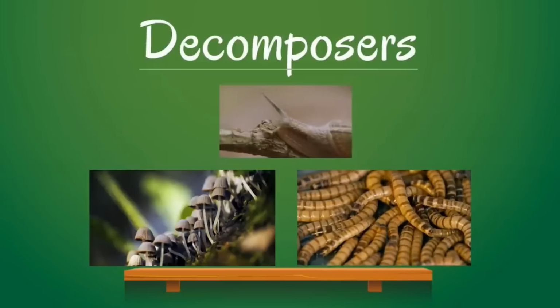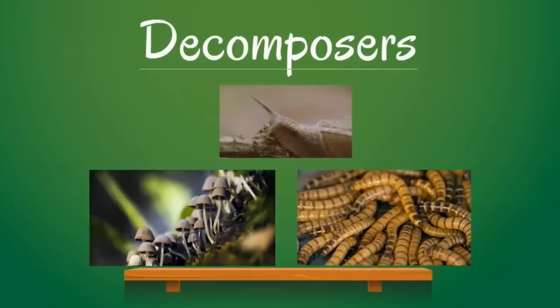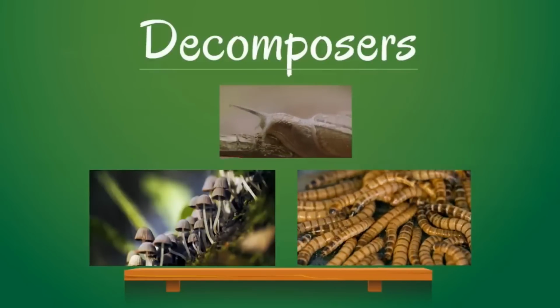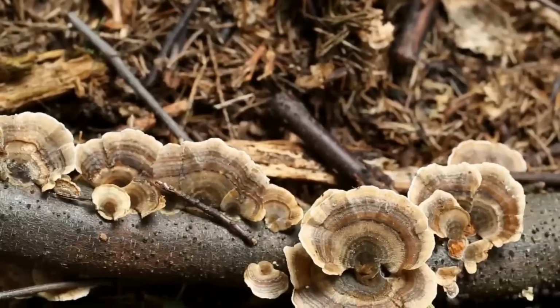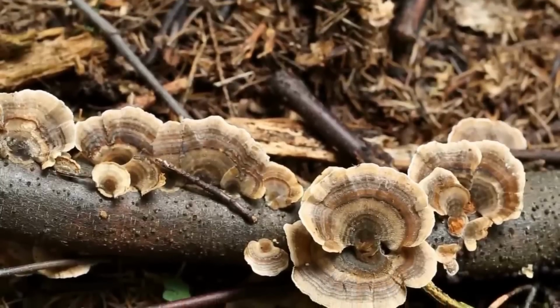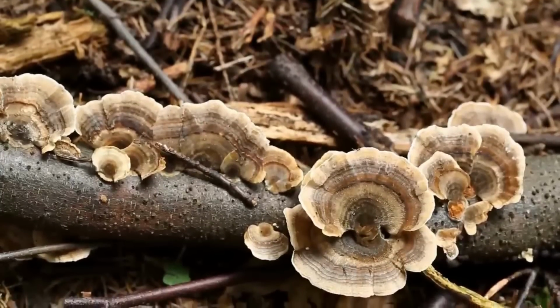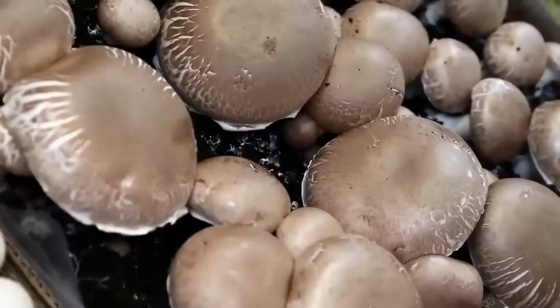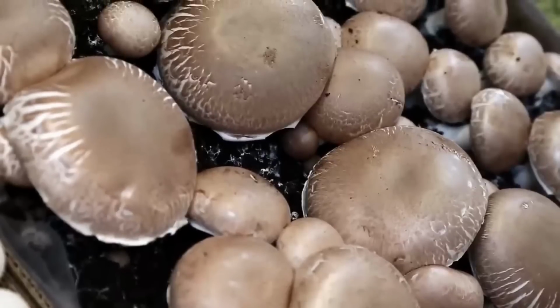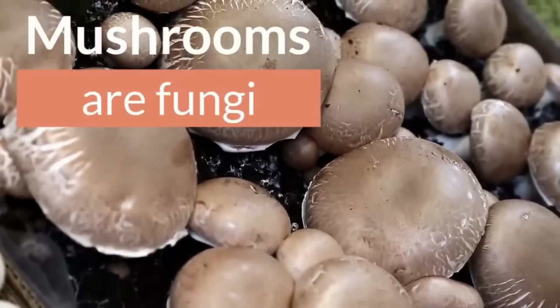But how do they take apart dead animals? Well, decomposers like to eat dead things. In the case of fungi, they release stuff called enzymes, which break down dead matter, and then the fungi takes in the nutrients. You've probably seen fungi before. Did you know that mushrooms are fungi?